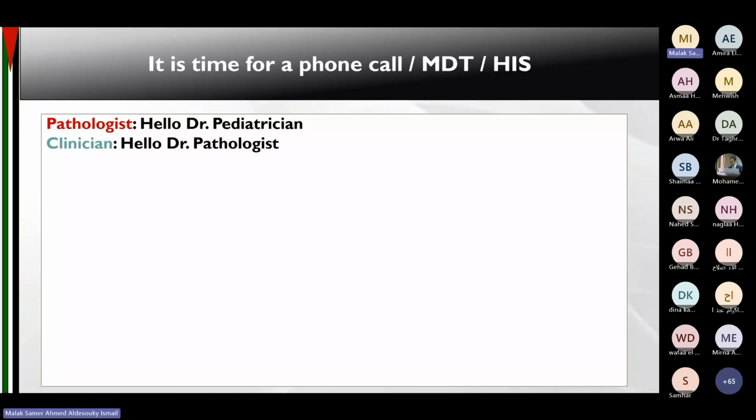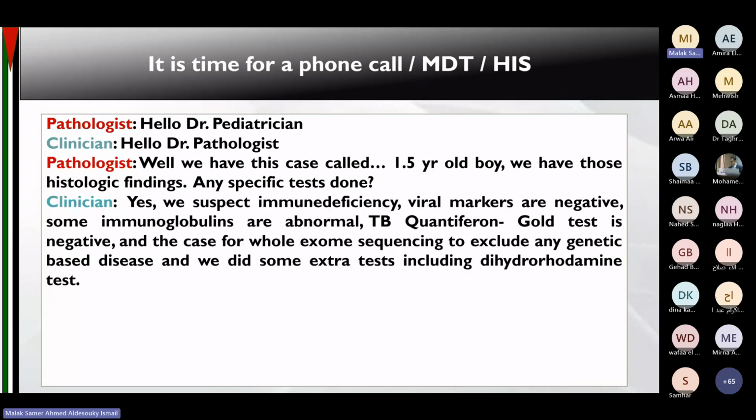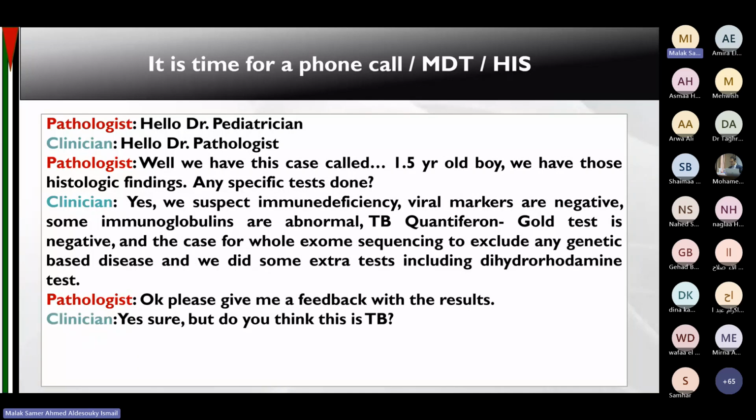Hello, Dr. Pediatrician. Hello, Dr. Pathologist. Well, we have this case, a 1.5-year-old boy, and we have those histologic findings. Any specific tests done? Yes, we suspect immune deficiency. Viral markers are negative. Some immunoglobulins are abnormal. TB quantiferon gold test is negative. And the case is for whole exome sequencing to exclude any genetic-based disease. And we did some extra tests, including the dihydrorhodamine test.